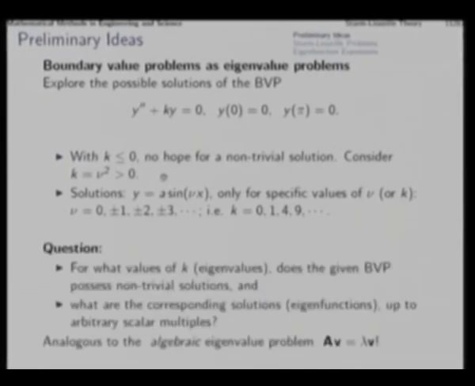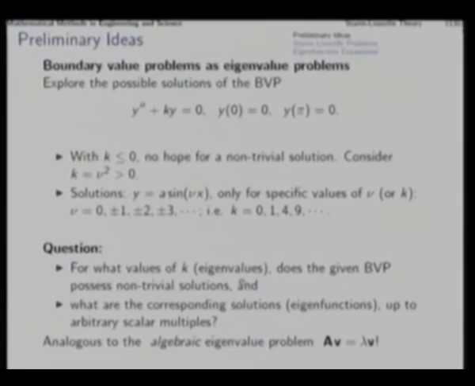Now, we ask these questions, that for what values of k or eigenvalues does the given BVP possess non-trivial solutions, and the answer to that in this question is k equal to 0, 1, 4, 9 etc. And the second question is, what are the corresponding solutions? We call them eigenfunctions. These particular values of k are called eigenvalues, and these particular corresponding solutions are called eigenfunctions, up to arbitrary scalar multiples, which is here in the amplitude.